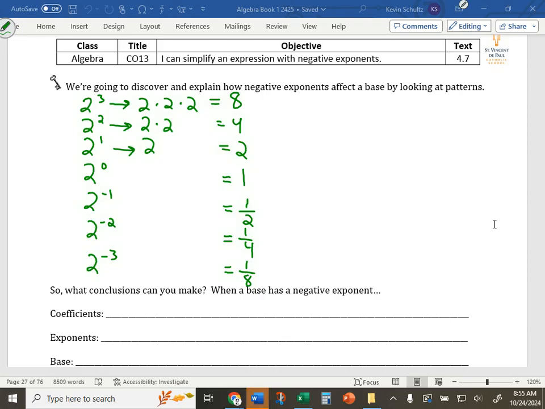Oh, I see what's going on. Take a look. I heard someone say that. I see what's going on here. Let's all take a look at what's going on.